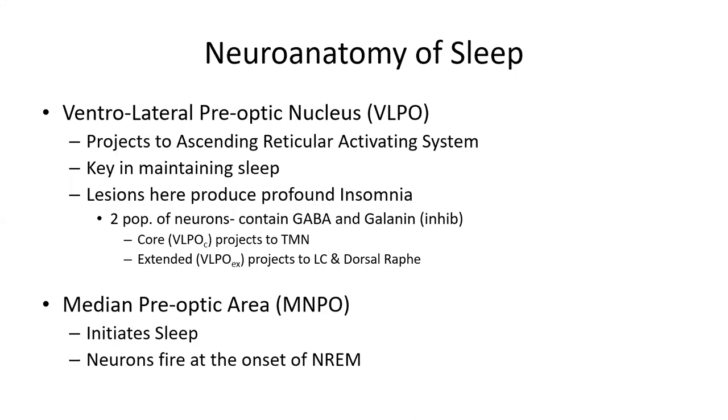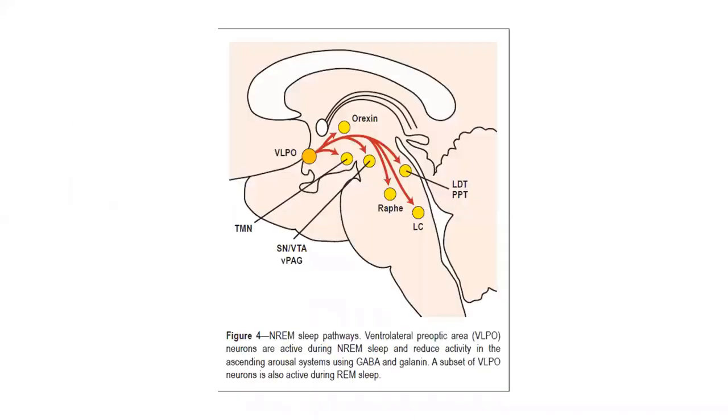And there are two different populations of neurons in the ventrolateral preoptic nucleus. There's a core set of neurons, and these project to the tuberomammillary nucleus, as well as an extended set, and those project to the dorsal raphe as well as the locus coeruleus. And these contain inhibitory neurotransmitters, so galanin and GABA. This is exactly that, just located above the optic chiasm and has widespread projections.